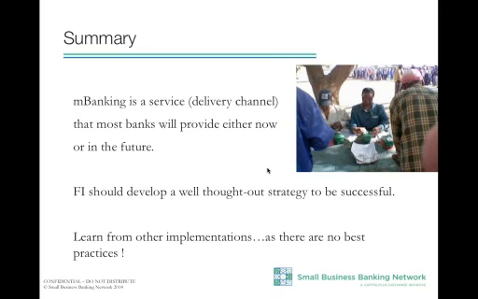In summary, what I want to tell you is that digital financial services is another delivery channel. For banking institutions, you need to start looking at it as a delivery channel, a delivery channel that you have to implement whether you like it or not in the future.